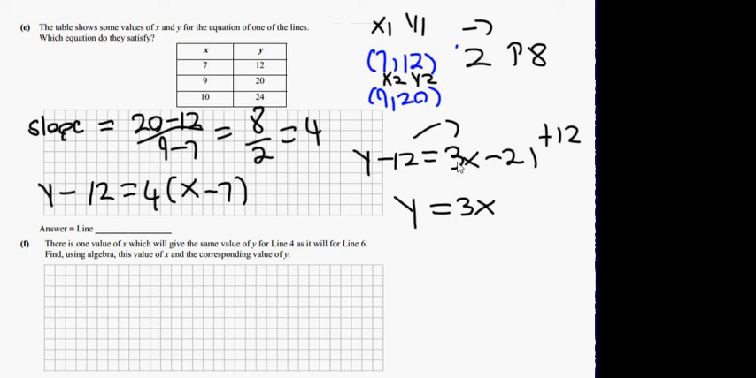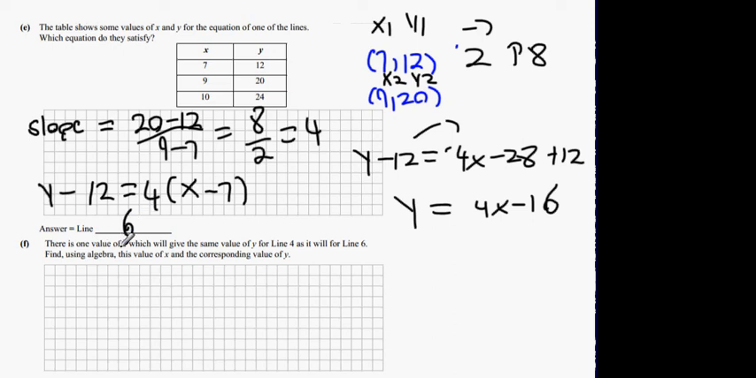And then what we're going to get here is 4x. We're going to get 4x minus 28. Bring 12 over the other side and it becomes plus 12. And we get 4x minus 16. Now which equation is 4x minus 16? Line 6.